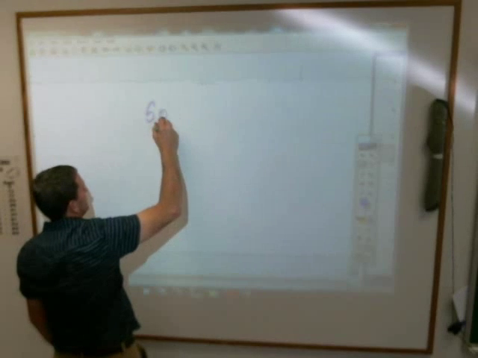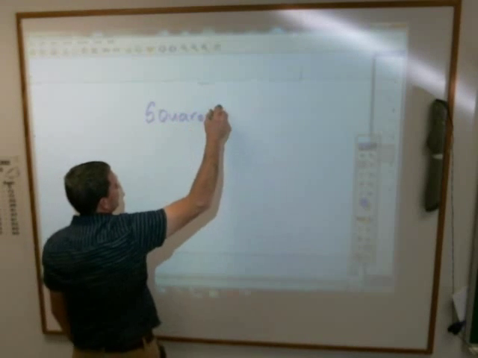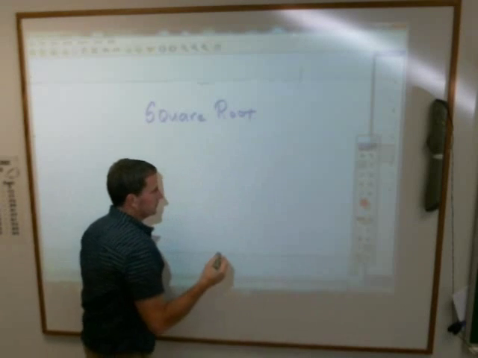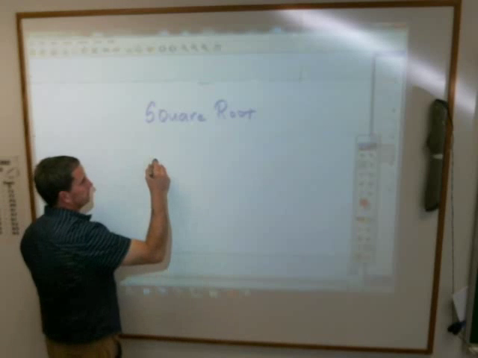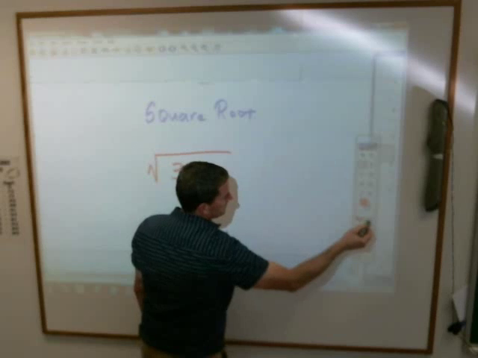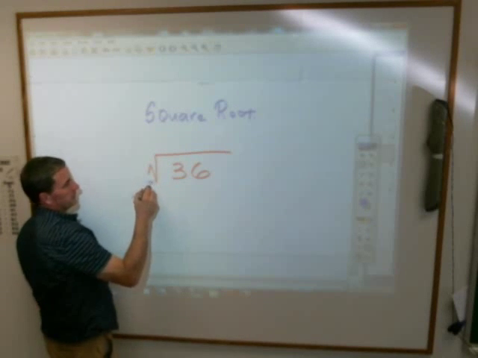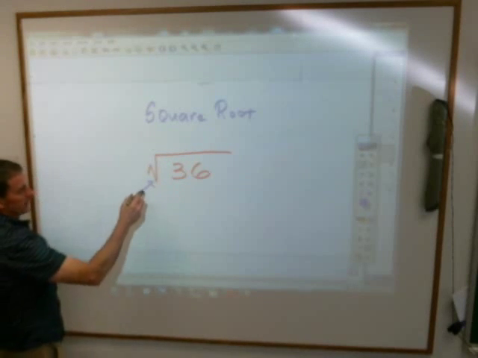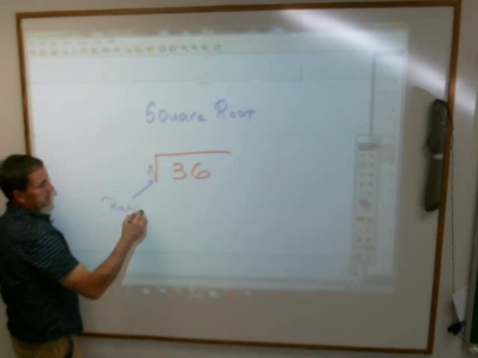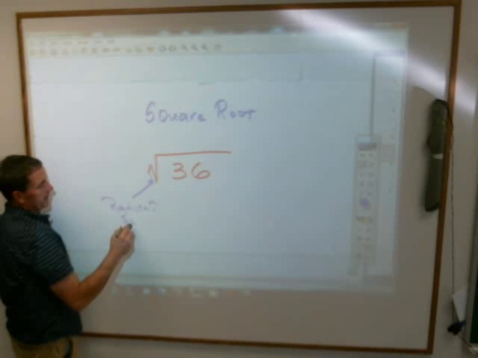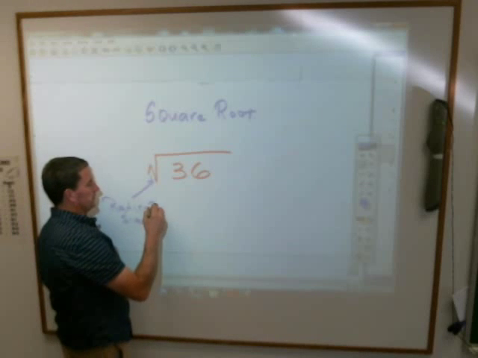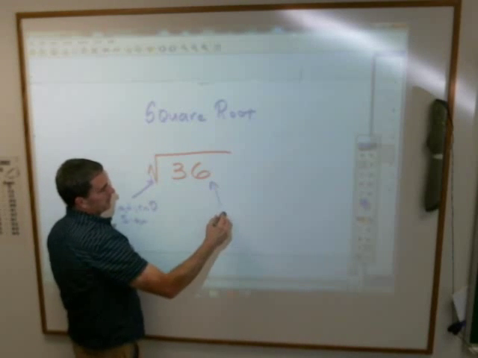The inverse of squaring is the square root, and it looks like this. This little symbol, which is not a division sign, is what we call a radical sign. It's radical. And the little number under it is actually called the radicand.